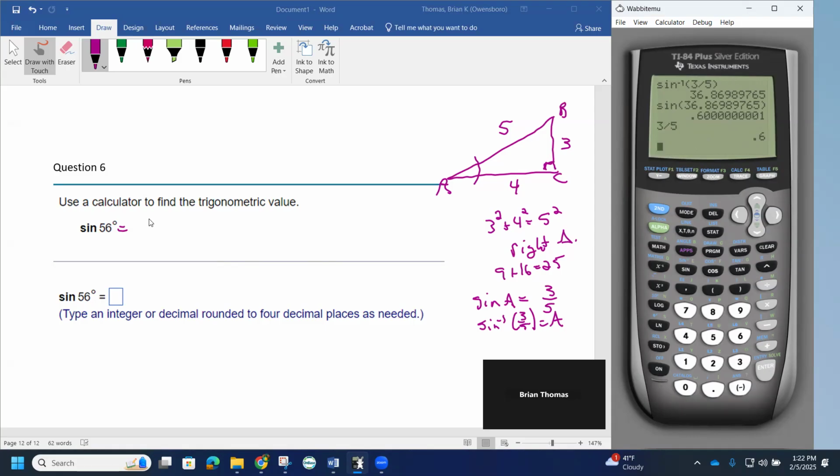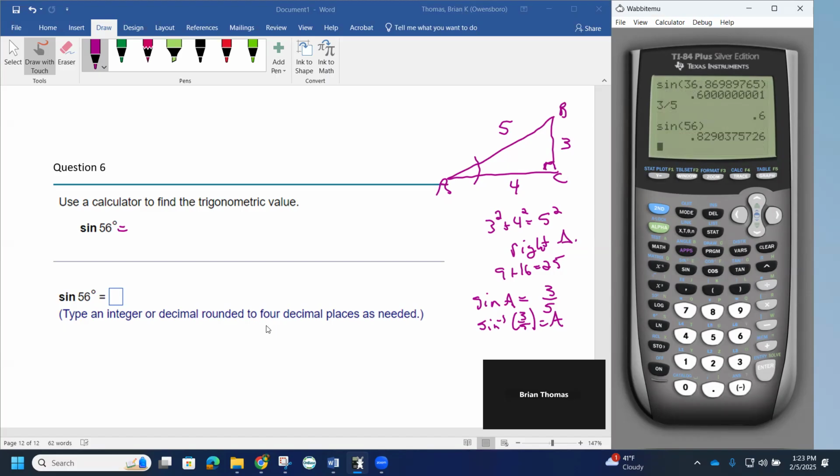So what happens is when I take the sine of 56 degrees, it's not going to kick out a fraction, your calculator is actually going to kick out a decimal. So again, make sure your mode is in degree mode, and it is. So if I want to take the sine of 56 degrees, all I got to do is go sine of 56. My calculator understands that's 56 degrees, and it'll kick out the answer.